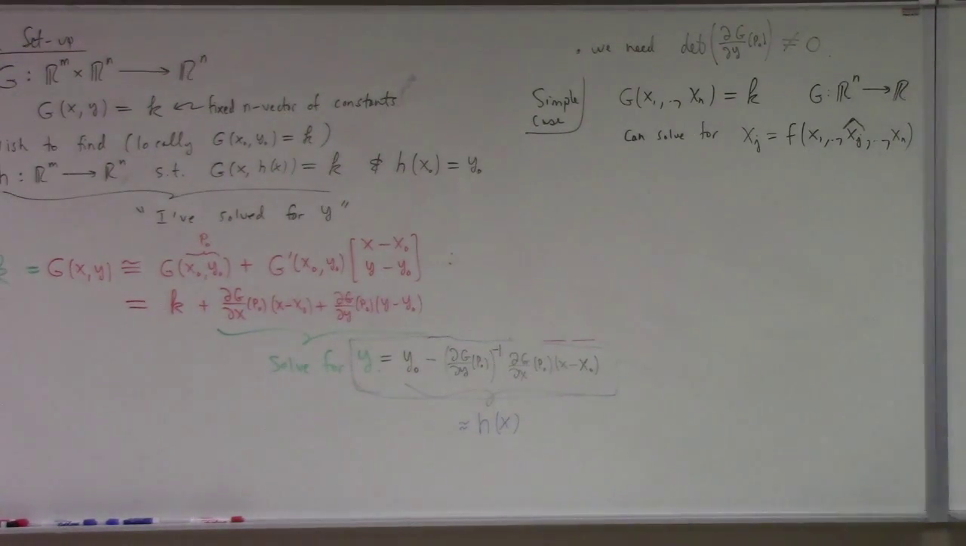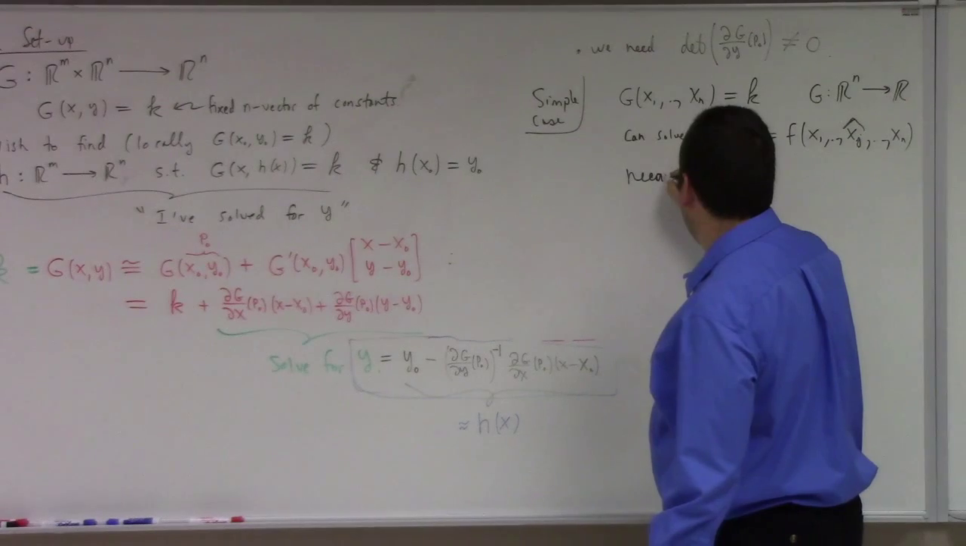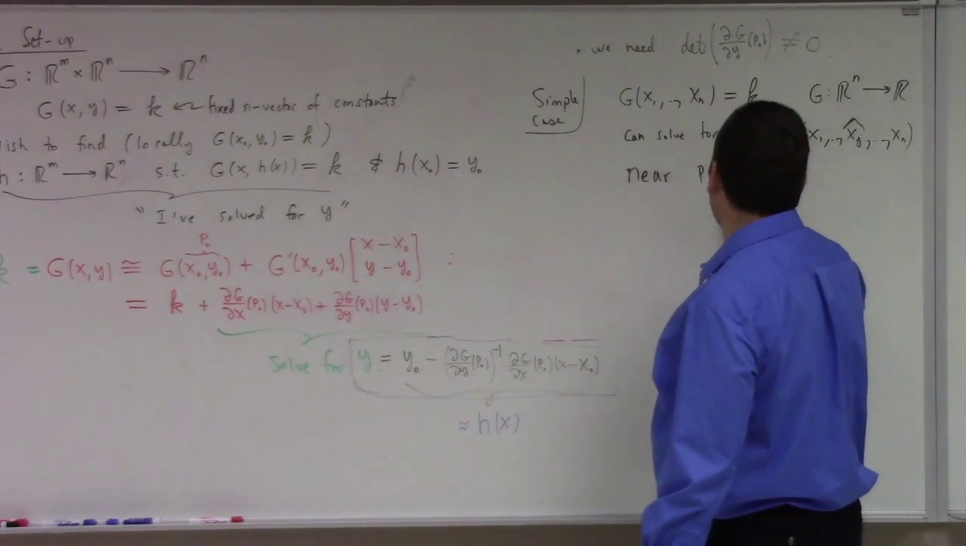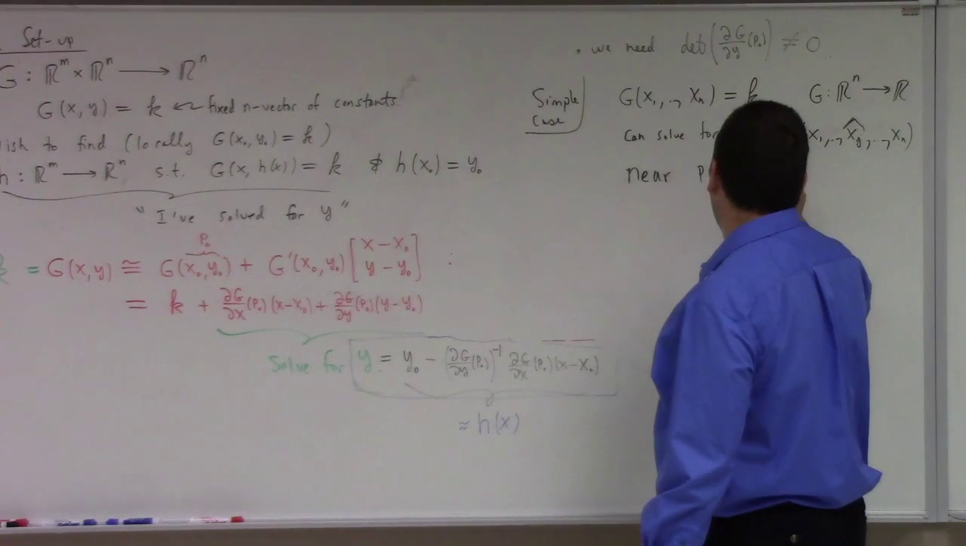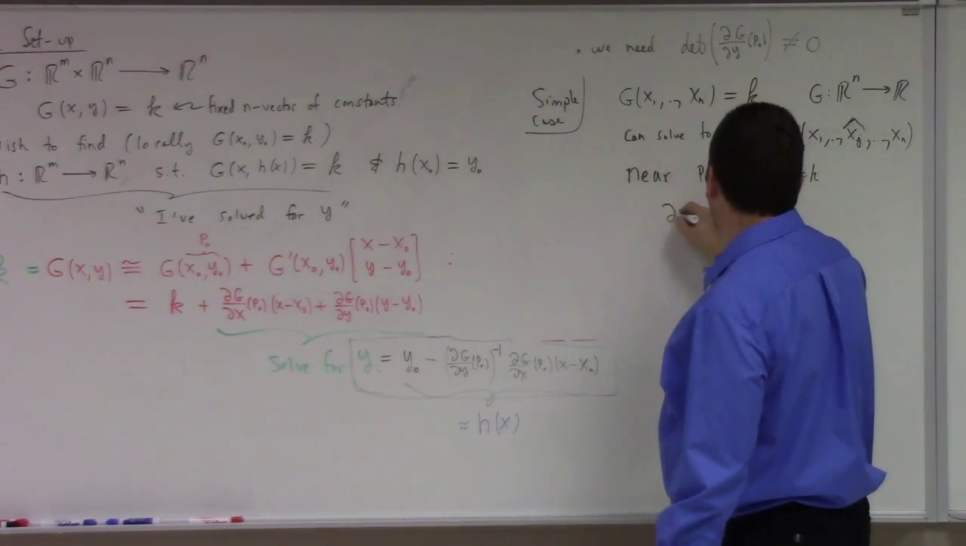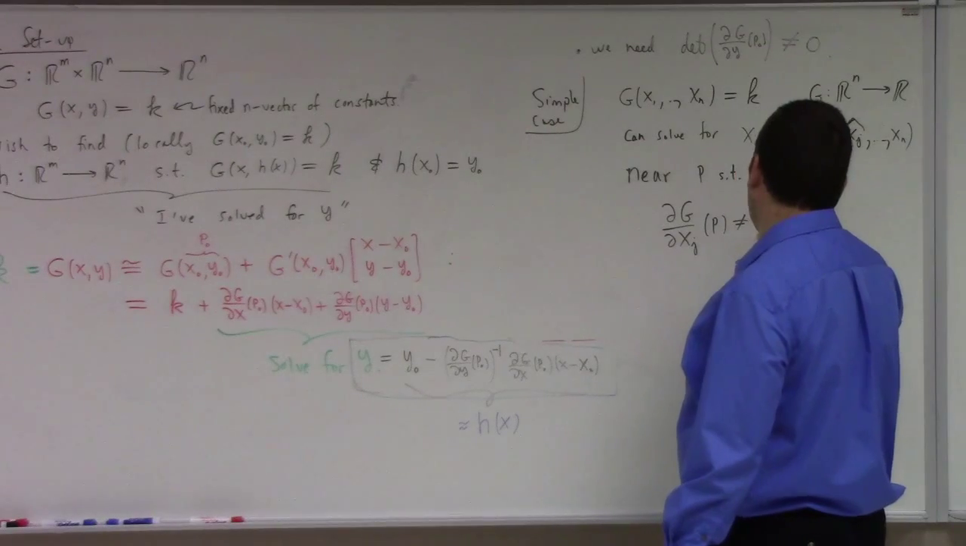So for everything except for xj, what condition do you need near the point p, such that g of p equals k? What do we need? Right, exactly. Partial g partial xj of p is not equal to 0.